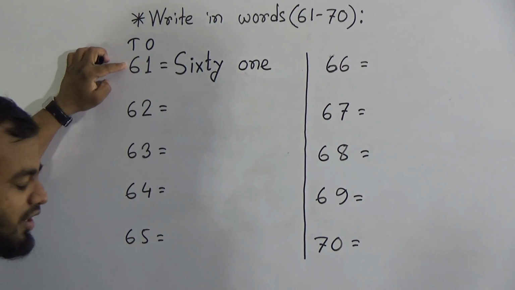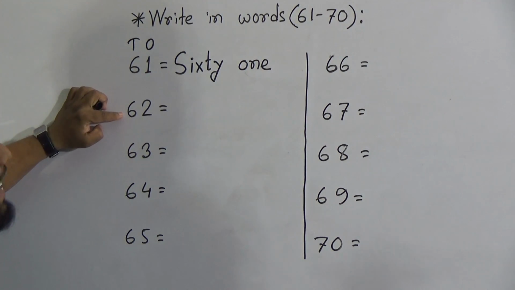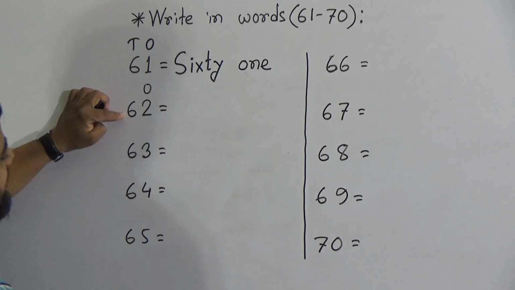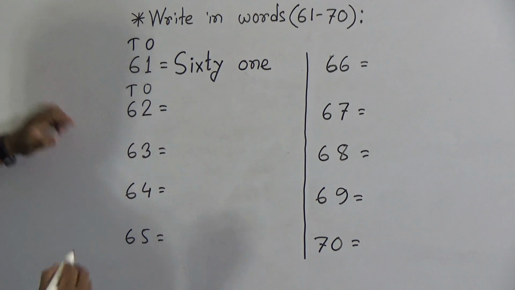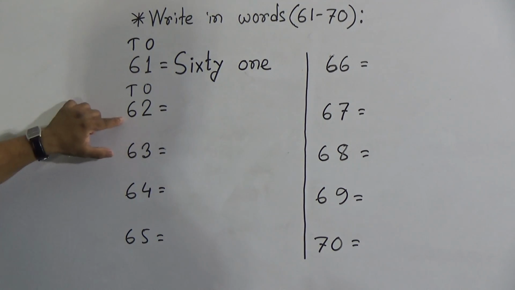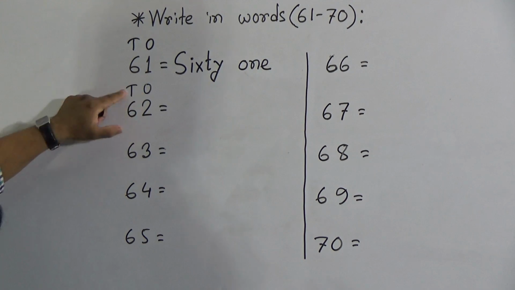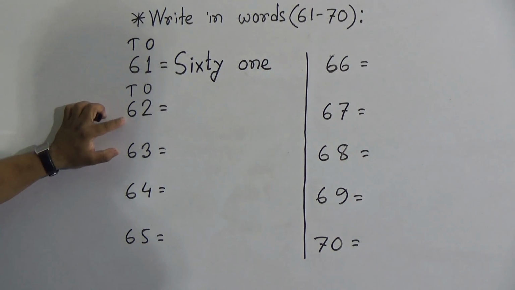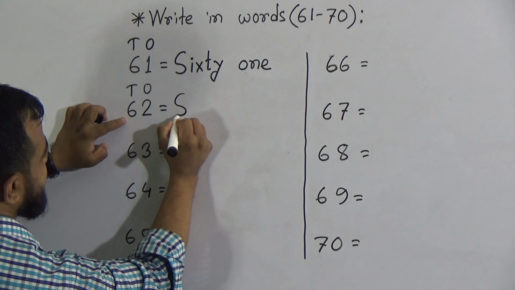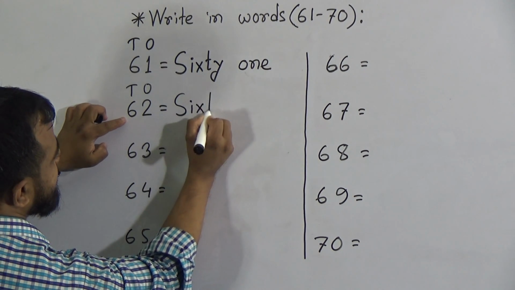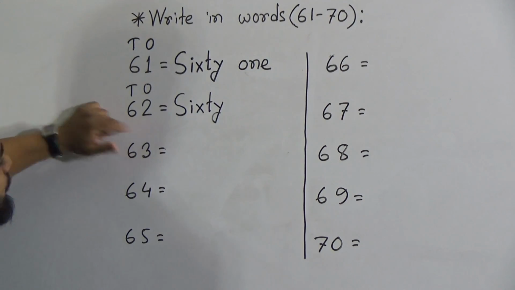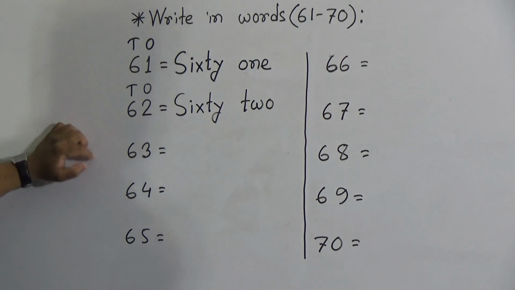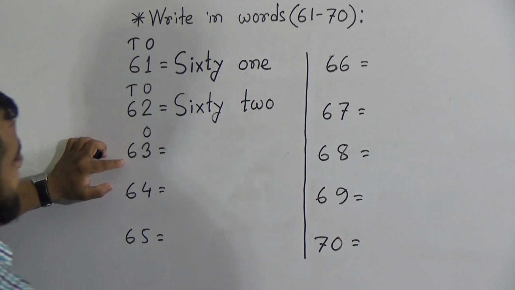After 61 the number comes which is 62. To identify this, we need to identify the place value. This 2 is in 1's place and this 6 is in 10's place. So 6 tens and 2 ones make 62. We know already the spelling of 60, so write down 60 at first: S-I-X-T-Y. Then the spelling of 2 is T-W-O. So 62, so easy.